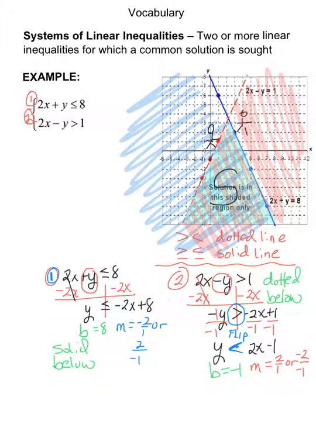So anything that is on this solid border right here, and anything in the shading, any ordered pair, is a solution that will make both of these inequalities true. This is a dotted line, so no ordered pair on this dotted line will make both of the inequalities true. So you can't choose anything that's on the dotted line, only on this solid line or anything in here. Here we go.